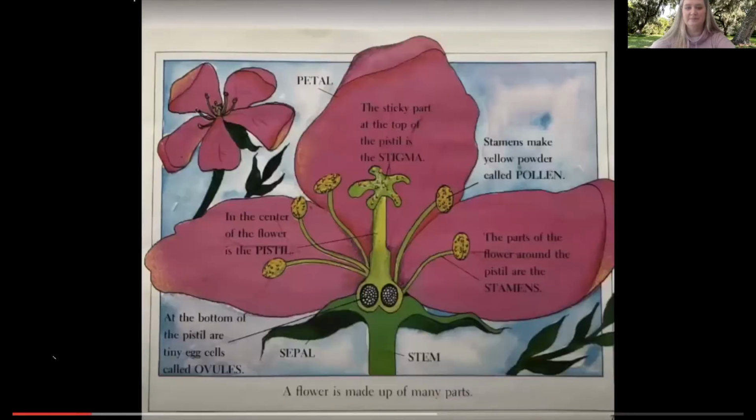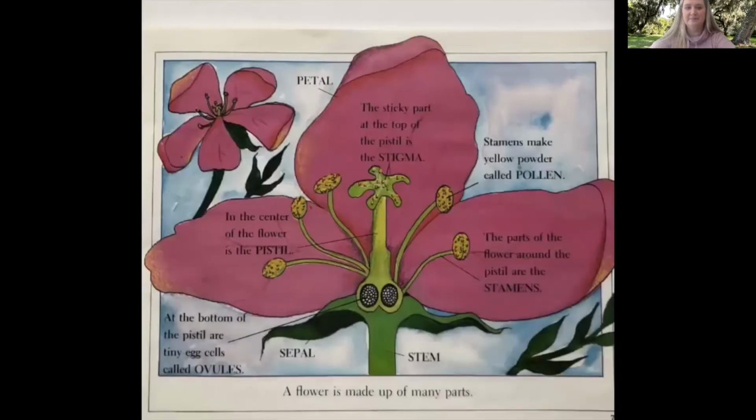There's a stem, a petal, and within that, the sticky part at the top of the pistil is a stigma. Stamens make yellow powder called pollen. The parts of a flower around the pistil are stamens. You have an ovule, and at the bottom are tiny egg cells. In the center of the flower is the pistil.